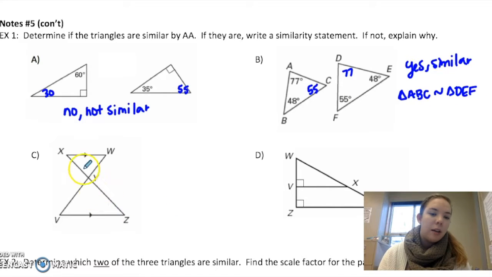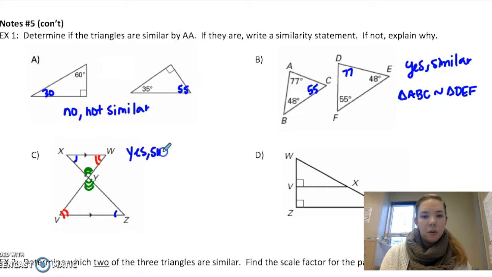All right, if we have parallel lines, that means you know that these two angles are congruent. You also know that these are congruent. And then you know that these in the middle are congruent because they're vertical angles. So we can say yes, they are similar. And we'll do triangle XYW is similar to ZYB. I'm sorry, I should put them next to each other like this. There you go.